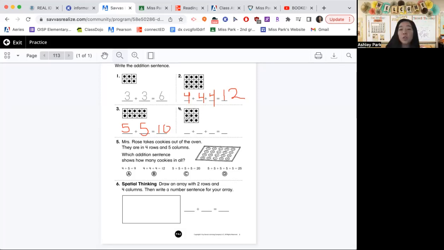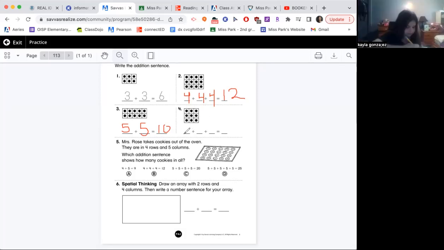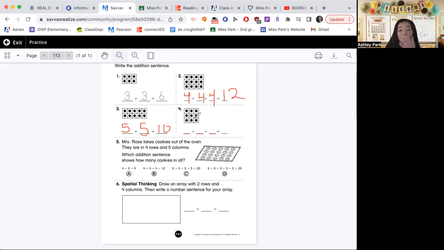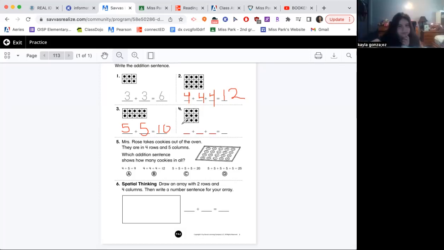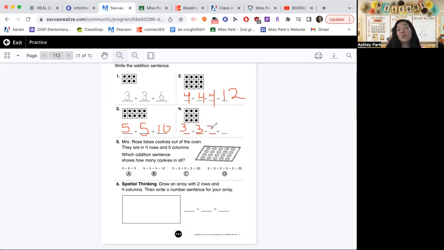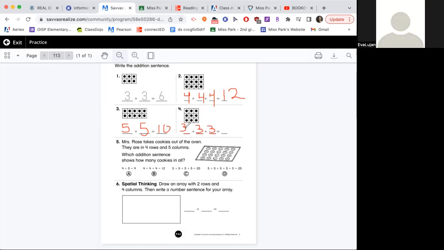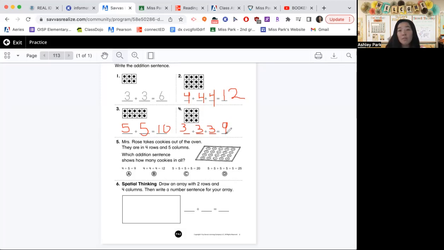Next one, number 4. How many rows are there? 3. 3. So that's why we have 3 lines here. And then how many boats are in each row? 3. Okay, let's skip count by 3s 3 times. What is 3 plus 3 plus 3? 9. 3, 6, 9.